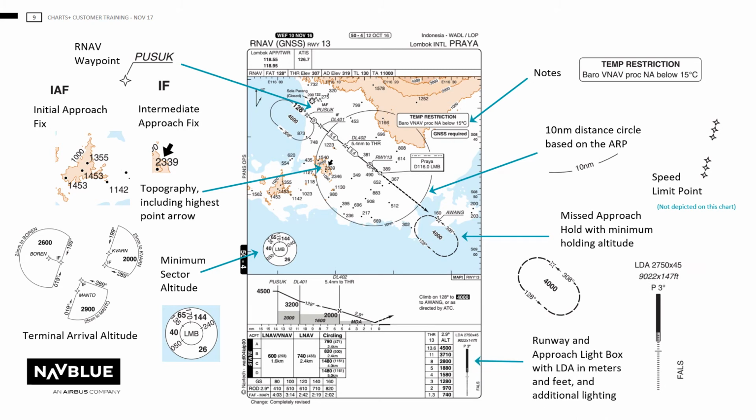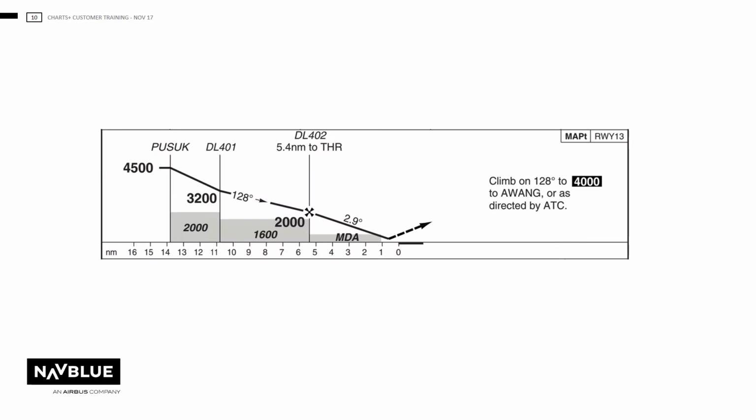The runway and approach lighting box will give you the LDA in meters and feet and the approach lighting with the approach aid such as PAPIs or VASIs as shown here, PAPIs with 3 degrees. Here is an example of the profile for the RNAV procedure. Here is the RNAV fix, written as italic. The last fix on an RNAV procedure, usually at the FAF, will include the distance to the threshold.